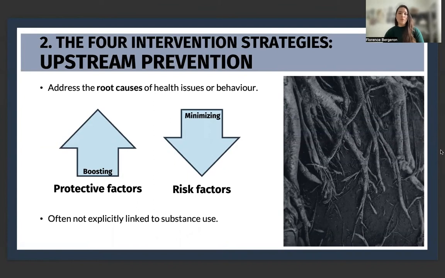So the first of the 4 intervention strategies is upstream prevention. Upstream prevention strategies really try to address the root causes of a health issue or behavior. We're trying to boost protective factors and minimize risk factors. A good way to illustrate that is using the river parable.